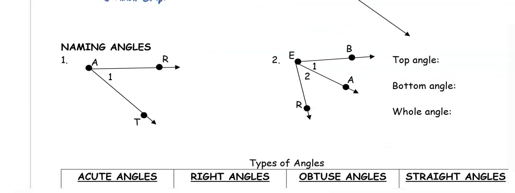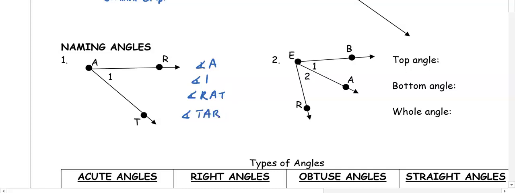When we are naming angles, we need to name angles either by one letter if it's the only angle at that vertex, a number, or three letters where the vertex is in the middle. So number one, we can name the angle A, we can name it angle 1, or we can name it angle ART or angle TAR.